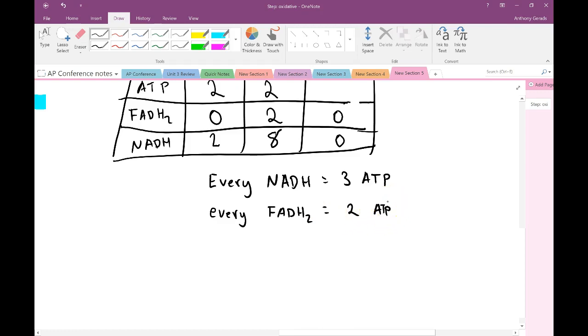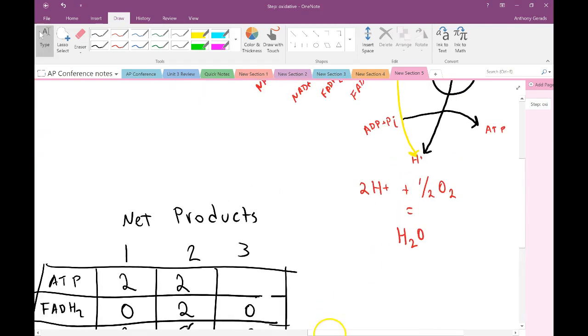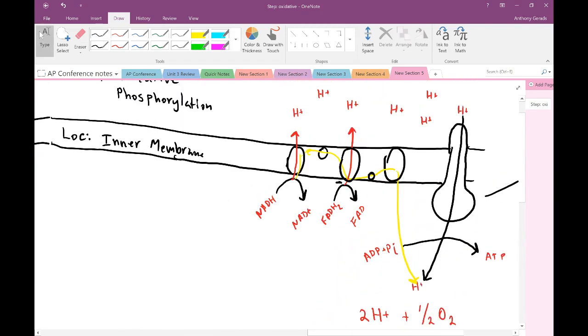Okay? How I remember it, if you look right here, NADH comes in at this first protein on the left. So right here, right here, right here, there's 3. NADH can produce 3 ATP. If you look at FADH2, it comes in at the second protein, so you've got here and here. So it can produce 2 ATP.